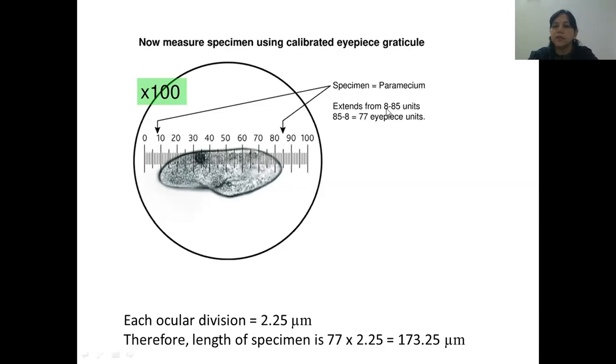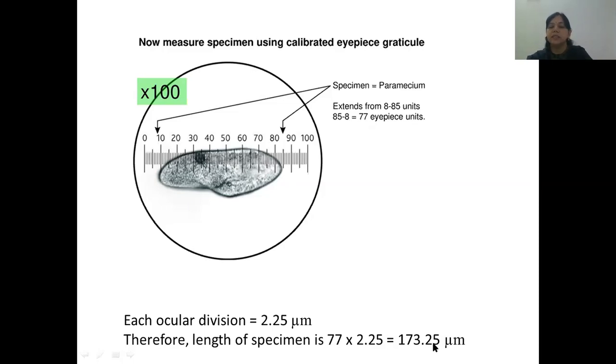So this is extending from 8 to 85 units. That means it is occupying a space of 77 eyepiece units. 85 minus 8, 77. So from here to here you have 77 eyepiece units. Each ocular division we have calibrated as 2.25 micrometer. Now how much will 77 be? That is, the length of the specimen is 77 into 1 ocular division, that is 2.25, which gives you 173.25 micrometer.